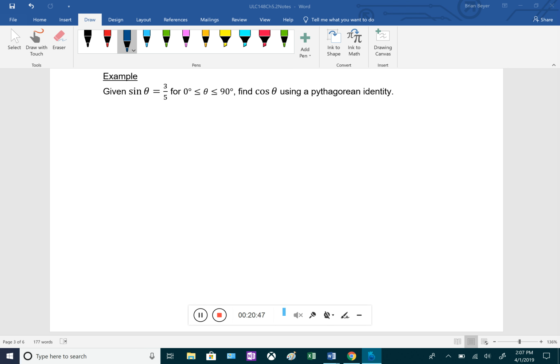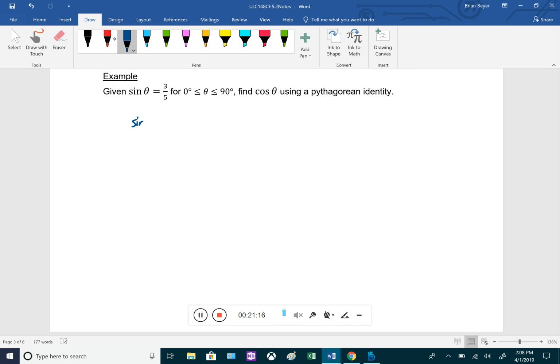Okay, so let's do this example. Given that sine of theta equals 3/5, and we're told that theta is between 0 and 90 degrees. For right now, we'll see why this comes back into play in following sections. For now, kind of ignore it, but that does matter. So sine of theta is 3/5. Theta is between 0 and 90 degrees. We want to find cosine theta using the Pythagorean identity.